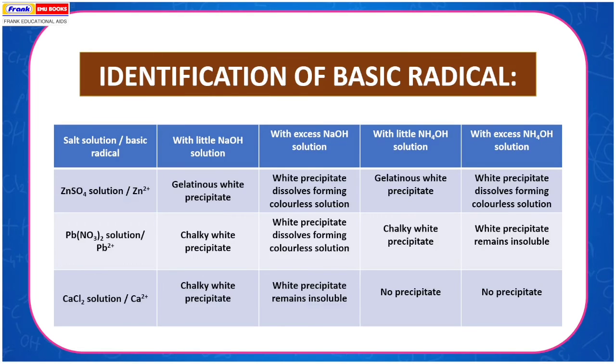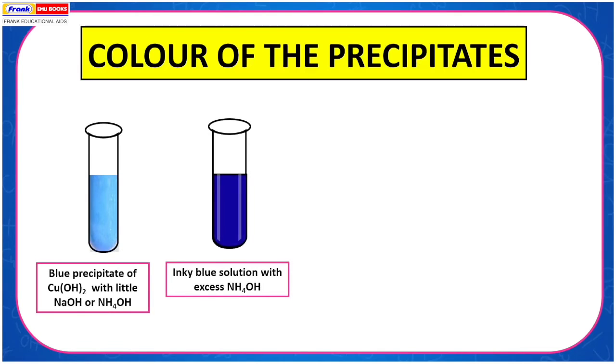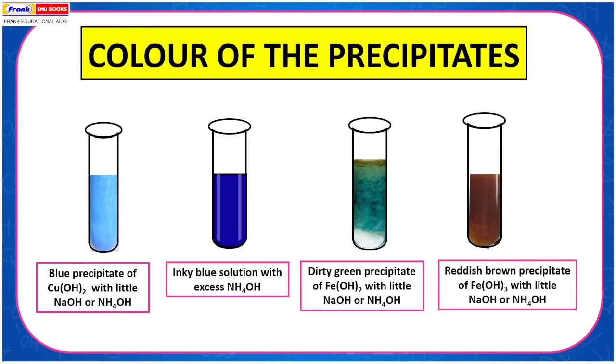Color of the precipitates. Blue precipitate of Cu(OH)2 with little NaOH or NH4OH, inky blue solution with excess NH4OH. Dirty green precipitate of Fe(OH)2 with little NaOH or NH4OH. Reddish brown precipitate of Fe(OH)3 with little NaOH or NH4OH.